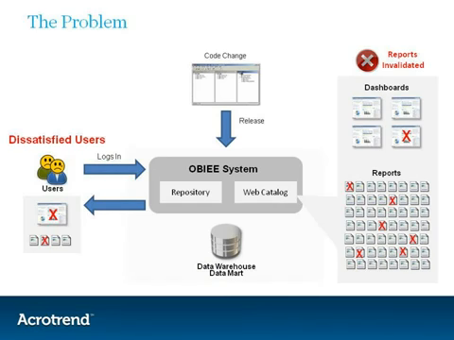So we see that what happens is a code release goes into an OBIEE system and a bunch of the user-defined reports are invalidated by that because something in the repository or the data warehouse that they relied on has changed. So after the code release has gone in, the users go in, they run their reports, they find that some of them aren't working, and they get unhappy and they call the help desk.